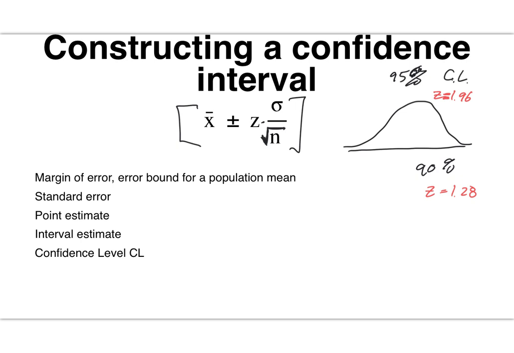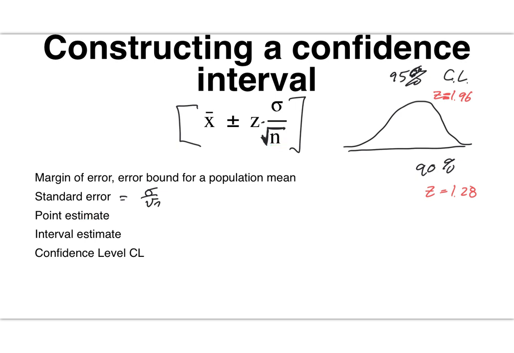All right. Sigma over root n, that's the standard deviation of the sampling distribution. This is also called the standard error. So the standard error is equal to sigma over the square root of n, which is the standard deviation of the sampling distribution. When we're doing confidence intervals, we'll call it standard error. When we're just talking about sampling distributions, we'll call it the standard deviation of the sampling distribution.